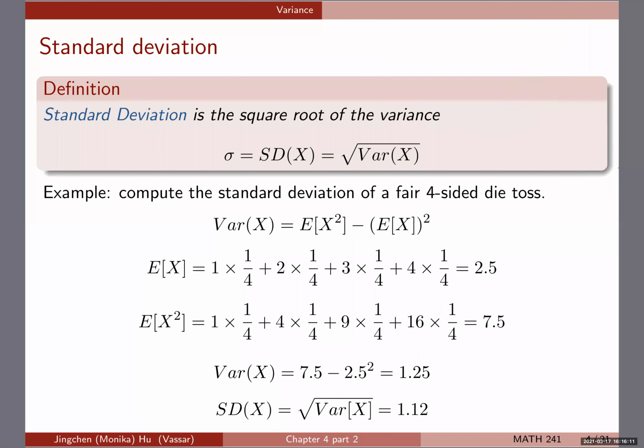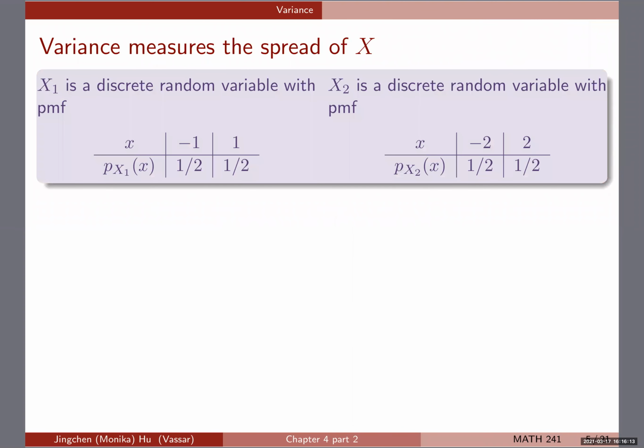So lastly, for this part, I wanted to also cover that the variance, like we said earlier, measures the variation or the spread of the random variable. So I wanted to use an example to show you what we mean by that. Okay, so here, let's just say we have 2 random variables, both of them discrete. We're showing you the PMF.